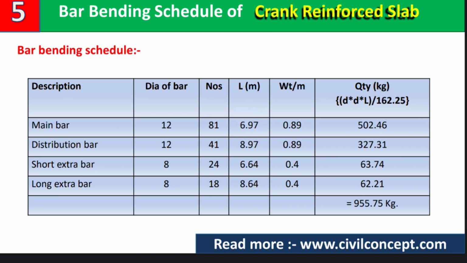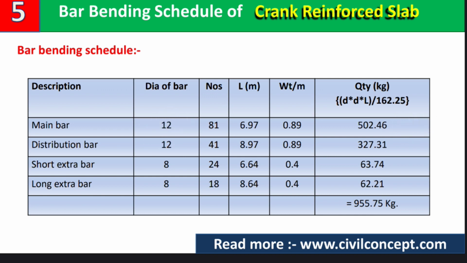And after that its length was how much? 6.97 length, and weight per meter length for 12 mm bars is how much? 0.89. And when we multiply these bars, numbers, length, and weight per meter, then we will get how much? 502.46 kg of main bars, which is of 12 mm.